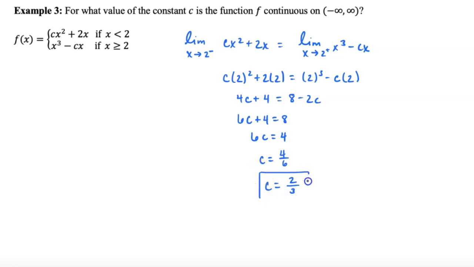So a c of 2/3 is going to allow this function to be continuous on the interval from negative infinity to positive infinity. And the reason for this is that this c value is going to give us the same left-hand and right-hand limits where this piecewise function splits.